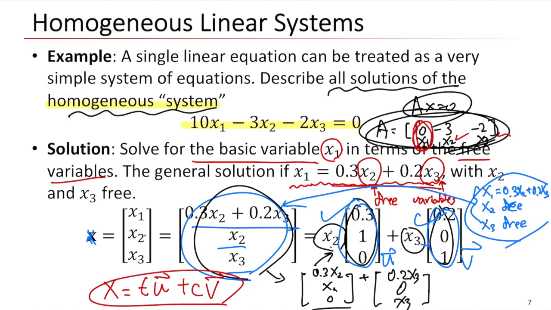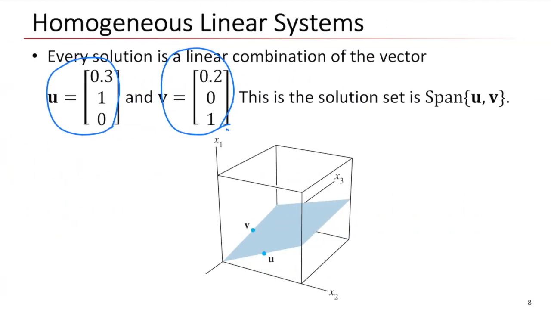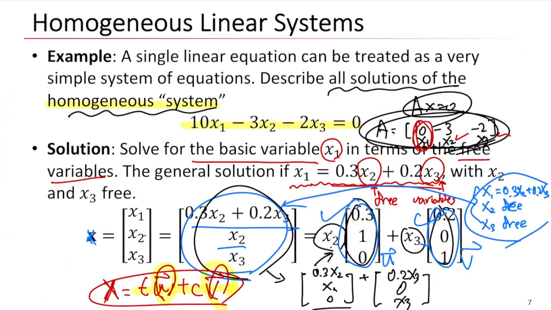What does it mean? Because we have the vectors u and v, the solution x will be represented in terms of the vector u and vector v. In other words, the solution vector x is the linear combination of the vector u and vector v. Okay, so vector u and vector v. So linear combination means, what is that?